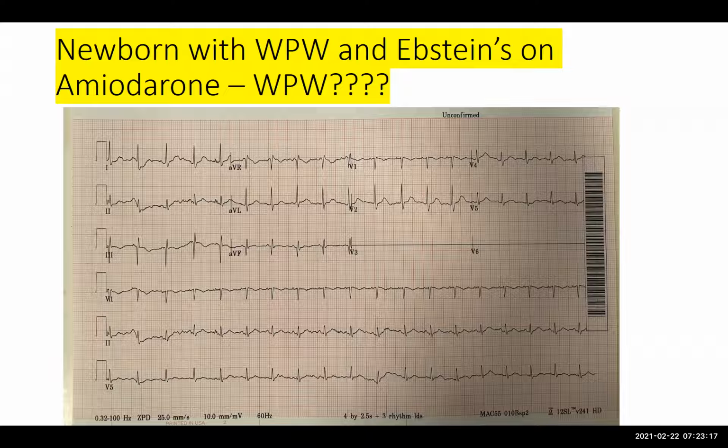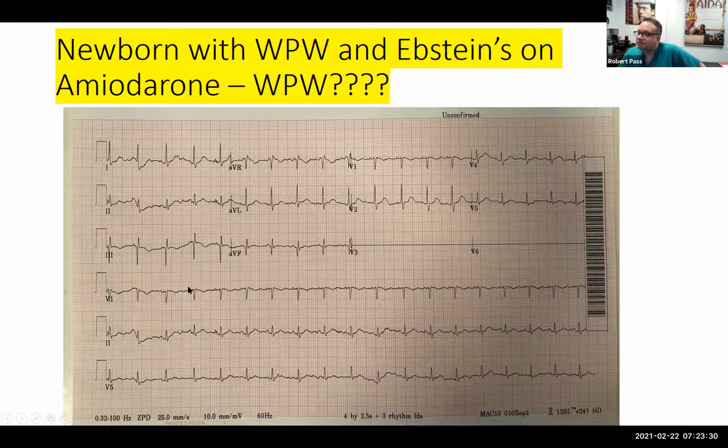Dr. Paz, is it like 2 to 1 flutter, especially looking at V1, there are multiple P waves, like 2 P waves between 2 QRS complexes? No, I don't think so. I think if you look at AVF, it's pretty obvious that there's just one P wave before every QRS.